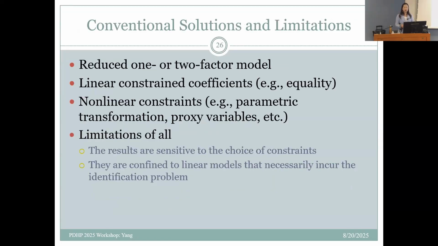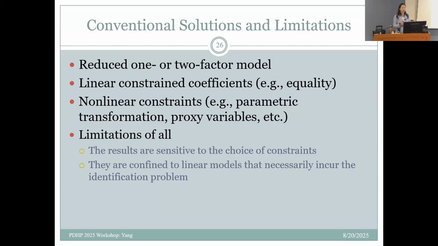So there have been various conventional solutions to this problem, all of which are concerned with finding that one additional identifying constraint. These include reduced one or two factor models. So you don't include all three, you only include two, and you don't have the problem. With imposing linear constraints on coefficients, you can set two of the coefficients equal to free up that one degree of freedom needed for X prime X inverse to exist. This is a very popular method. It's very simple, easy to do.